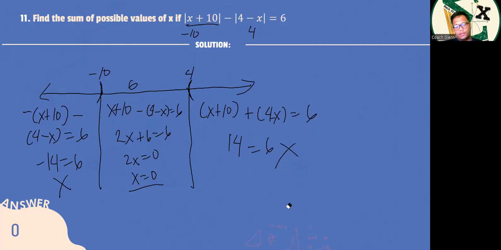Okay. Thank you for that one. Any questions for number 11? If there are no more questions for 11, let's have number 12.